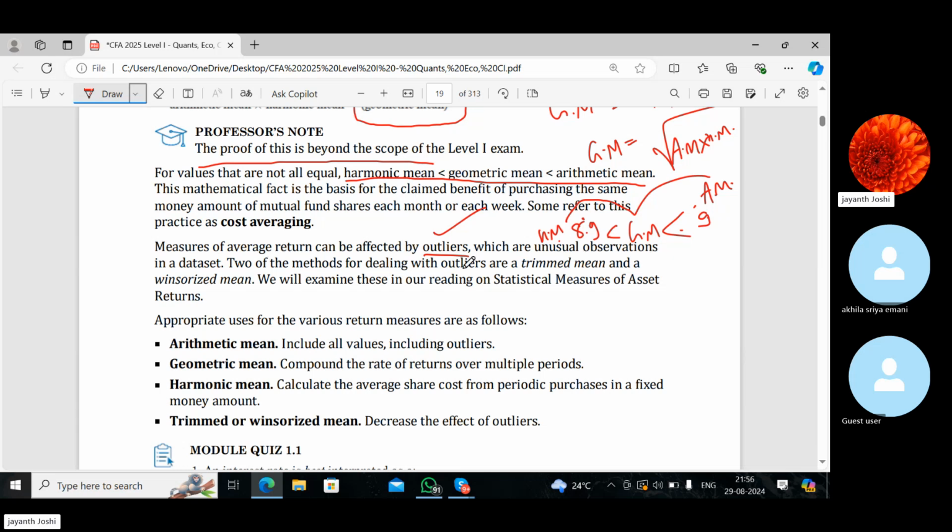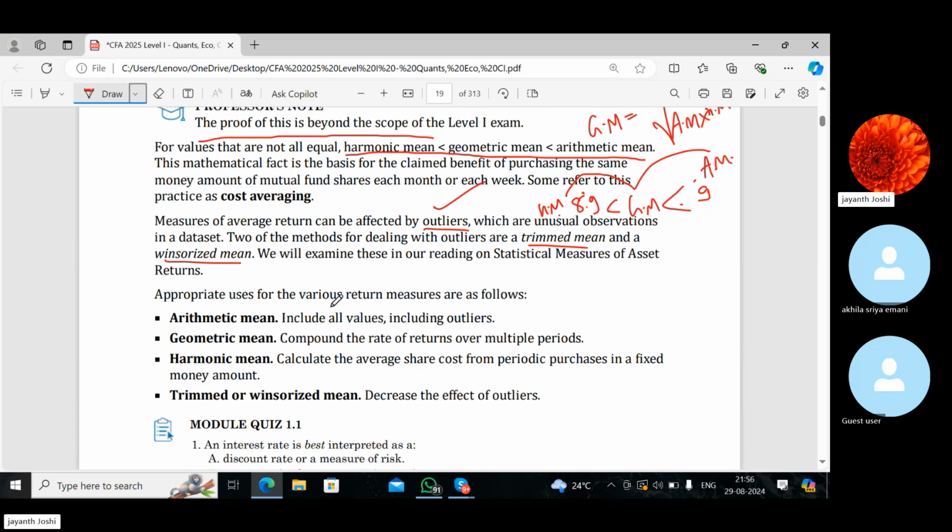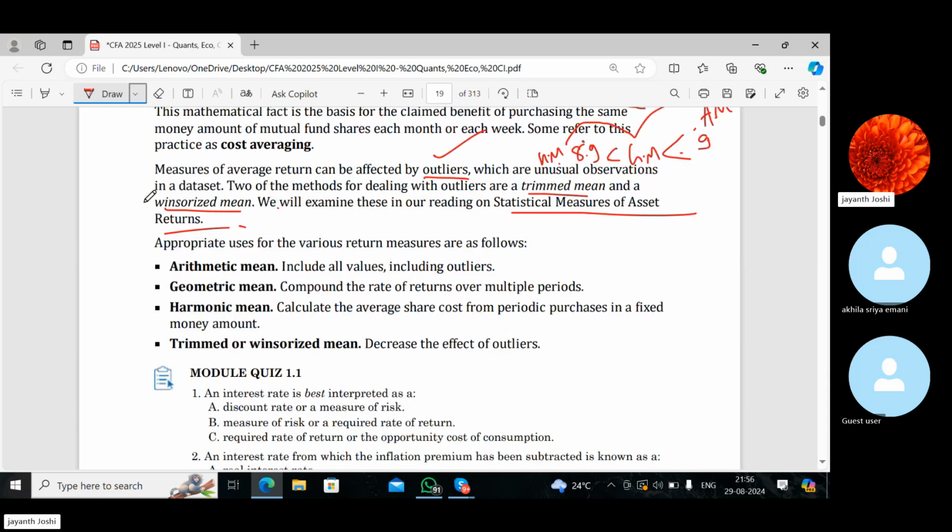Two of the methods for dealing with outliers are the trimmed mean and the Winsorized mean. So what we'll do is we try to remove the outliers. We will examine these in our reading on statistical measures of asset returns. The arithmetic mean will take all the values including the outliers, that means extreme values.